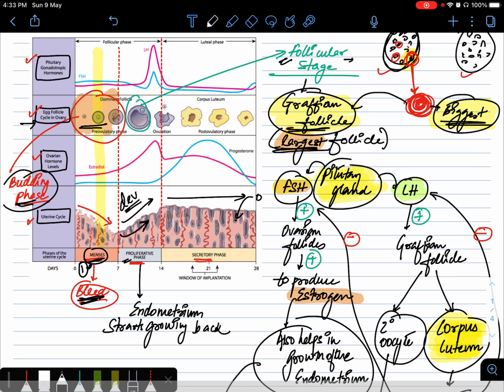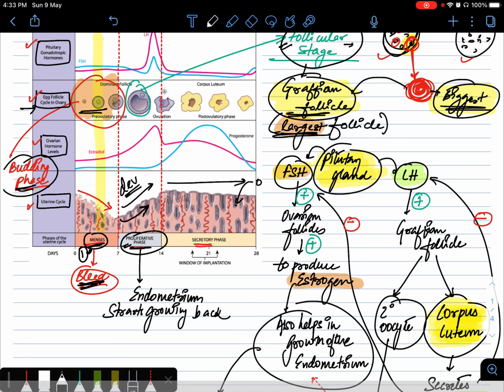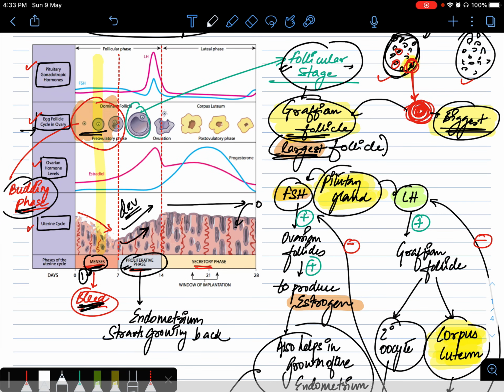Next is called the proliferative phase. There are two steps that occur. Sometimes it's called a follicular stage, also called a proliferative phase, but it's actually two different things. Proliferation means development. The proliferative phase means the development of the endometrium, the endometrial layer of the uterus. Since in the menses all the endometrial layer was shed out, now the body has to build it up again. So this is where the proliferation occurs.